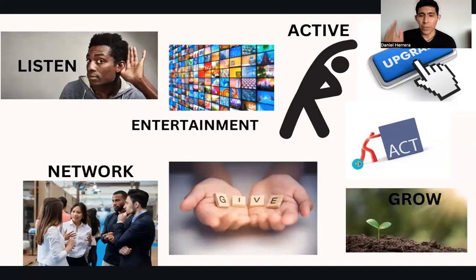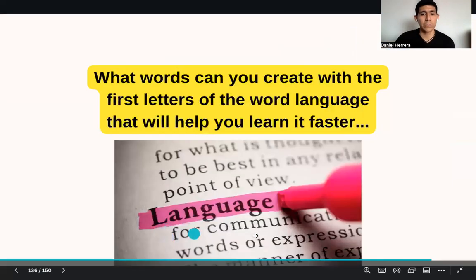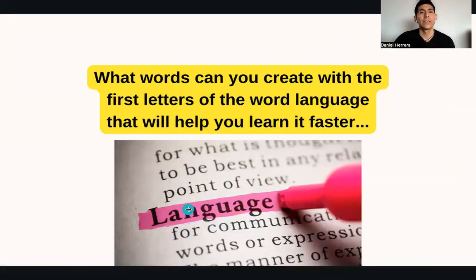So there you go, guys. How do you learn a language? Listen, active, network, grow, upgrade, act, give, entertainment. There you go.